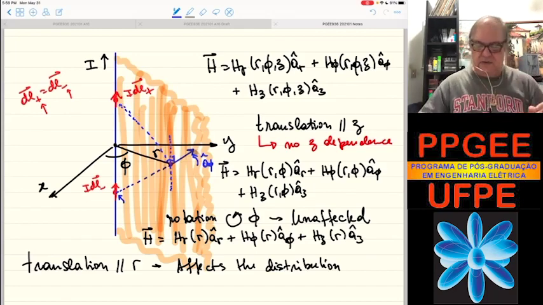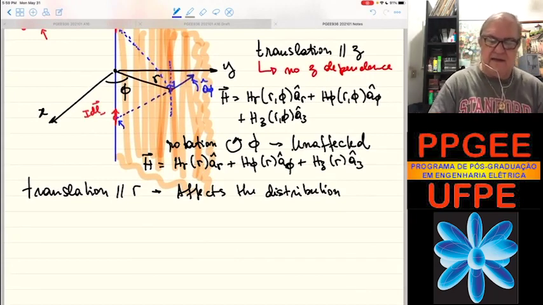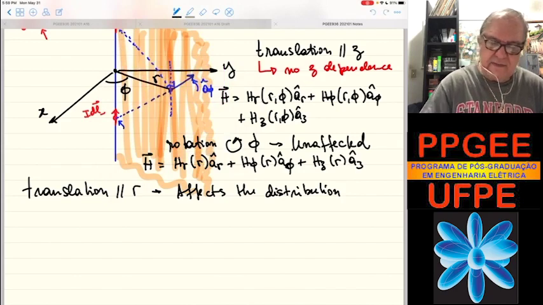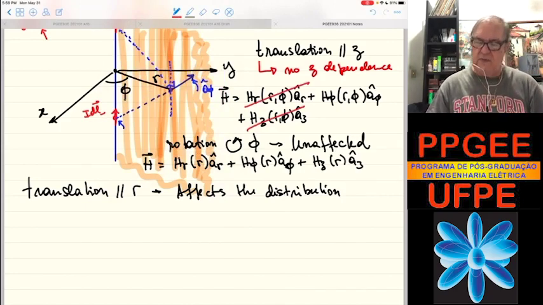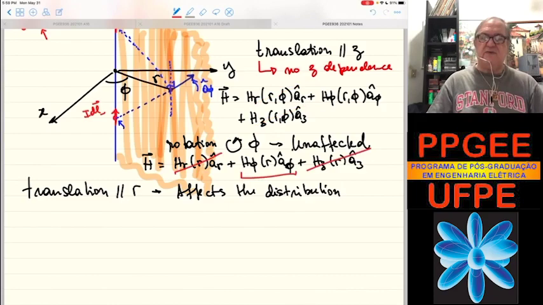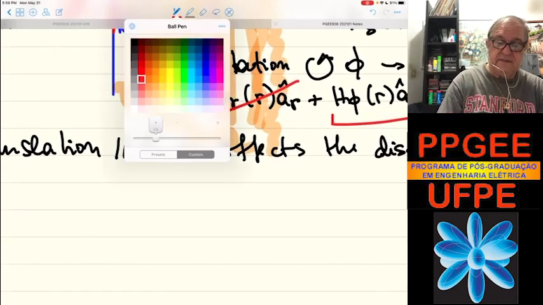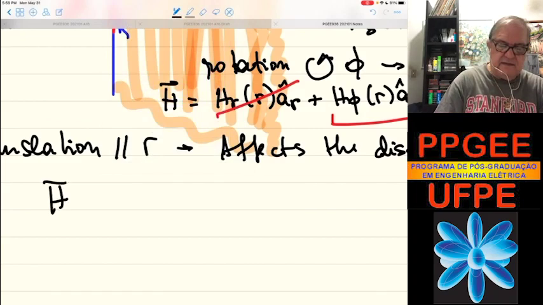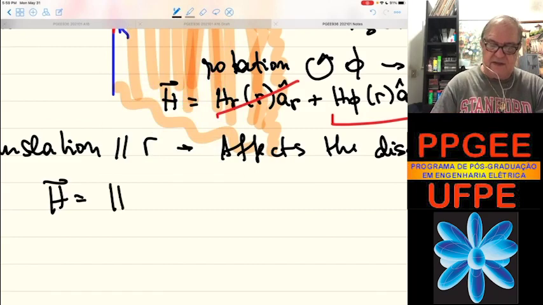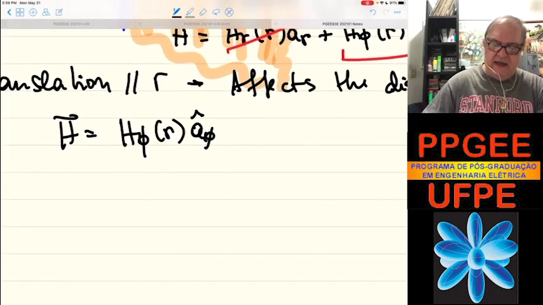So by superposition, we see that the field has only the azimuthal component. In fact, it's not that one, this one here. And the azimuthal component depends on R. So we know that the H field is given by, after concluding the superposition principle, H equals H phi a phi. Now we have Ampere's law.